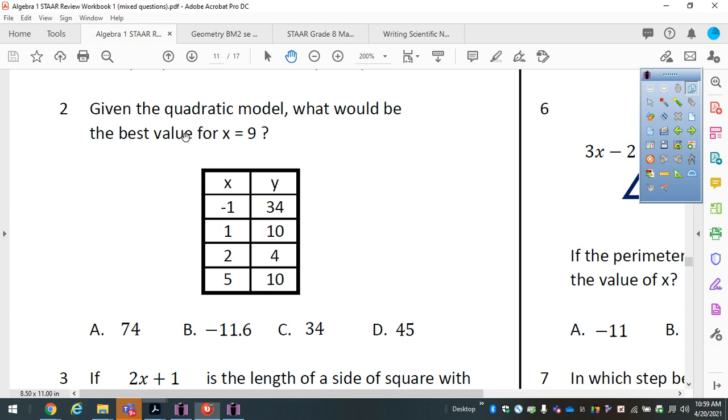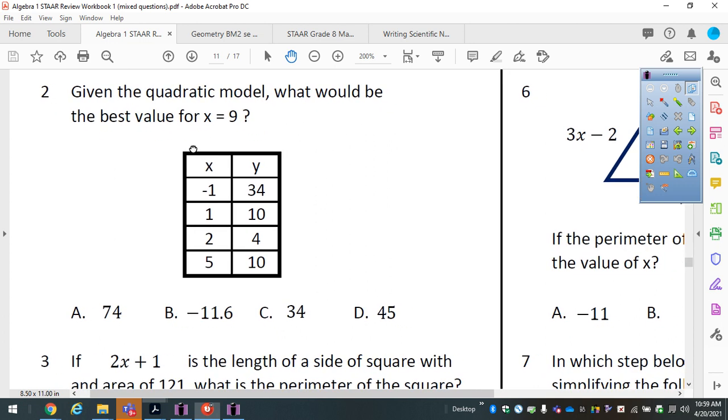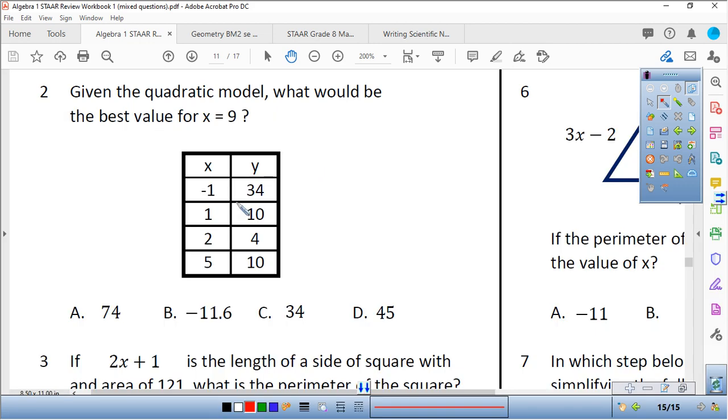Given the quadratic model, what would be the best way to find y when x is 9? How far is it this way? 1 here. 3 here. x to be 9 would be here. I would say more than 10. So no. How far is that? 2? You know what? I don't know what you're going to think.